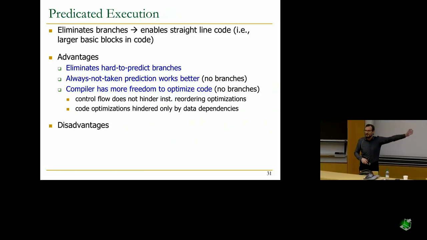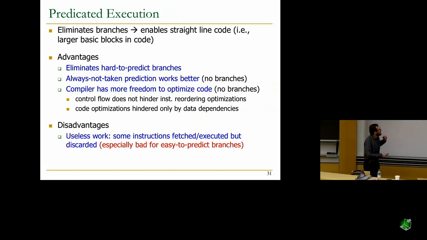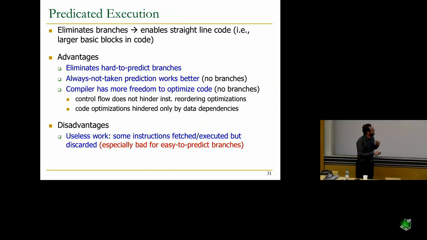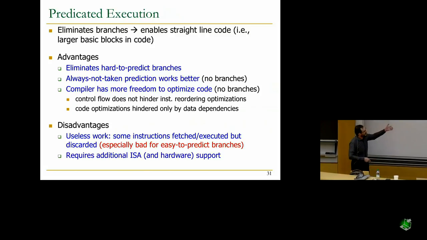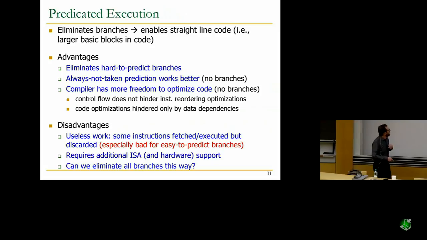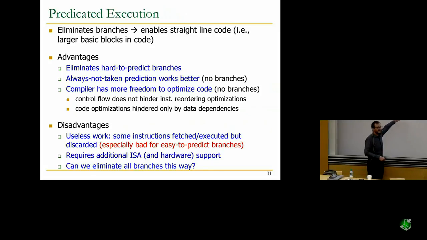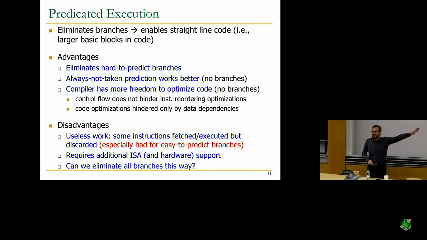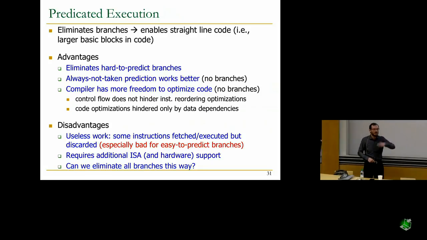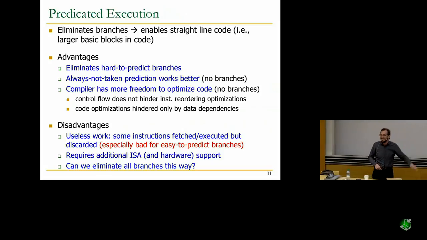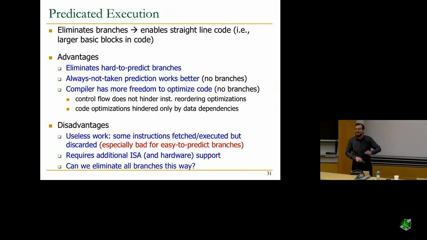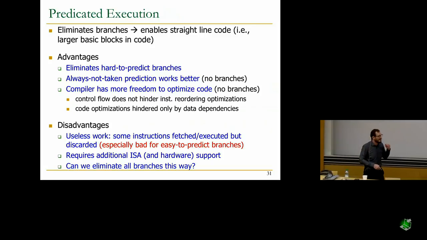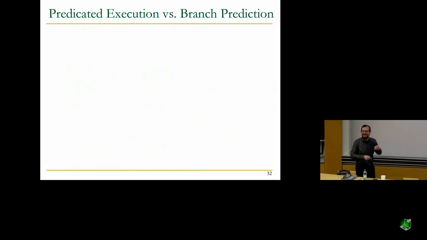Disadvantages, as you've seen, useless work, no ops, basically. Some instructions are fetched and executed, but they're discarded. This is especially bad if the branch is easy to predict. And it requires additional ISA and hardware support, clearly. And one question is, can we eliminate all branches this way? I will argue yes, because data flow works. But if you have a sequential program with loops, it's very, very hard to eliminate the backward branches this way. You need to change your ISA to be able to eliminate all branches this way. If you already have a backward branch, backward branches are very difficult to eliminate. You can think about this.